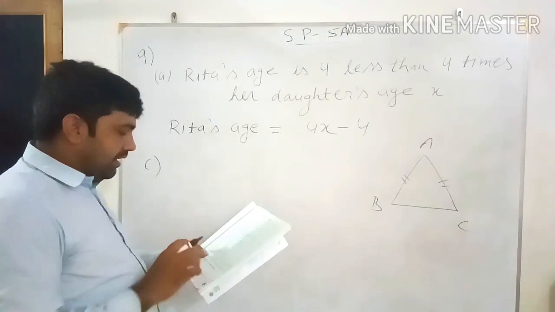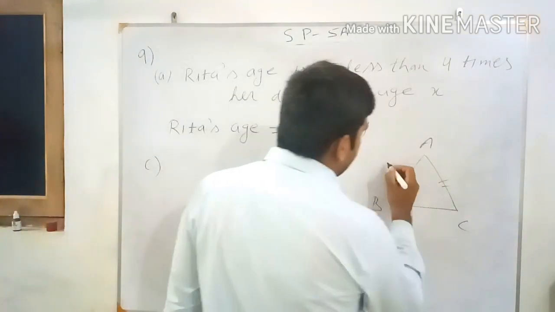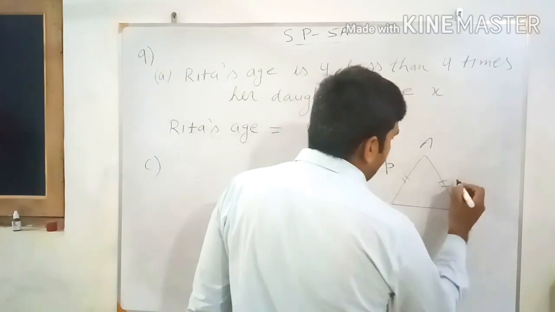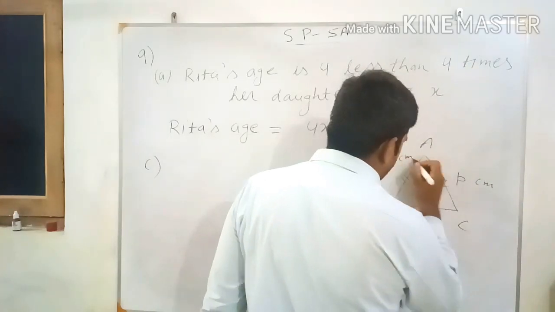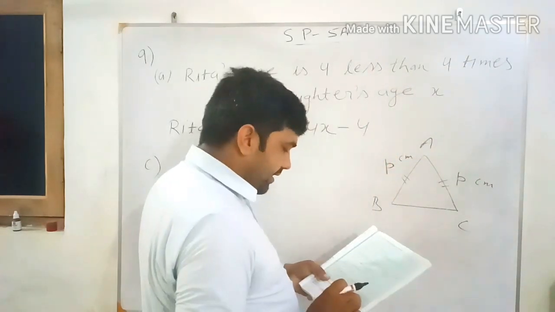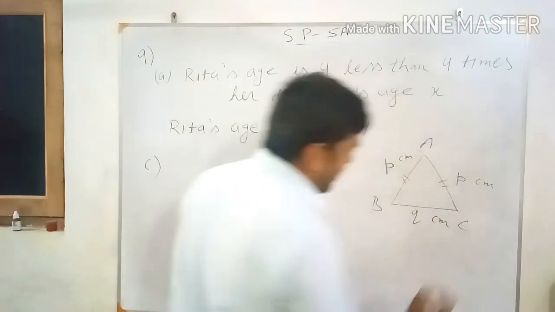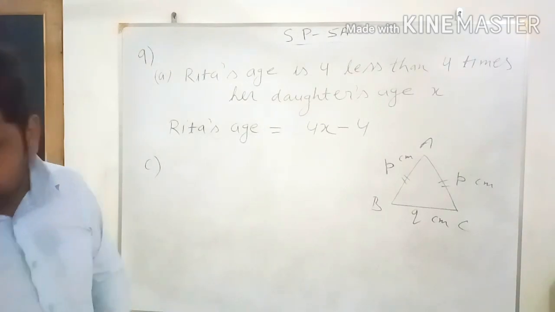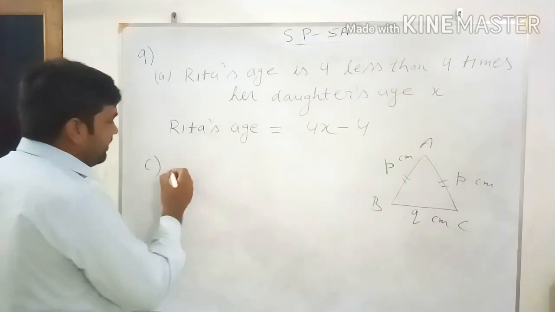So the perimeter of an isosceles triangle whose equal sides are of length p centimeter. The equal side is given as p centimeter, and the unequal side is q centimeter. So we have to make an expression for the perimeter of the isosceles triangle. So see what will be the perimeter.